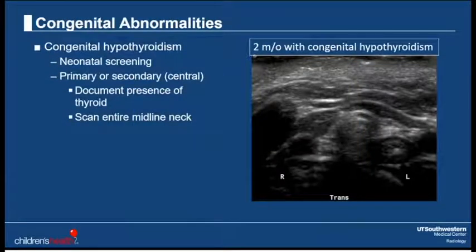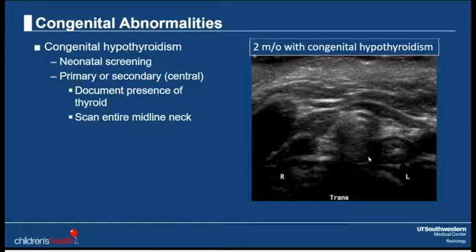Congenital abnormalities include, we mostly image for congenital hypothyroidism. It's obtained in a neonatal screening in Texas and I believe around the country. These are documented as either primary or secondary, and really our imaging job is to document the presence or absence of the thyroid gland, but also to scan the entire midline neck to see if there's residual thyroid tissue along the expected region of the thyroglossal duct.